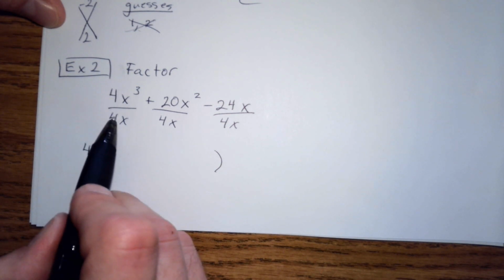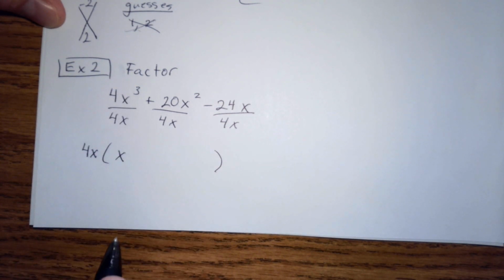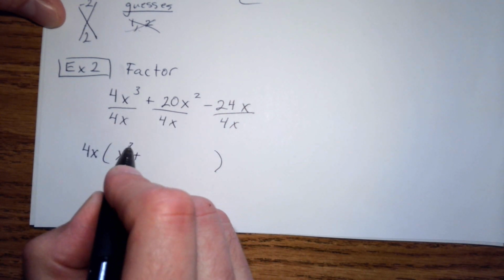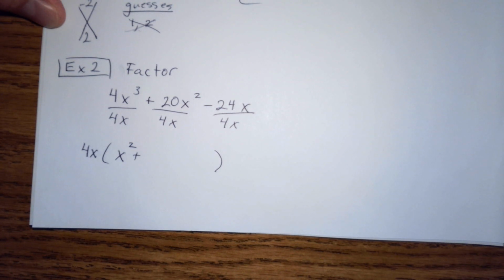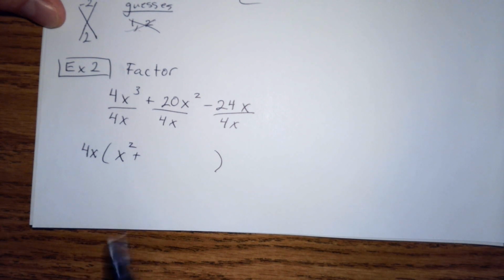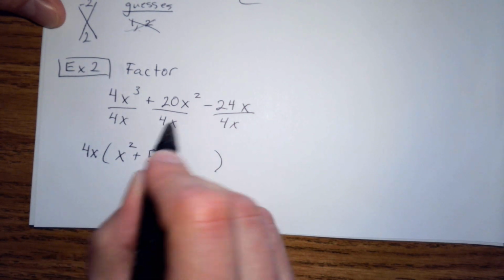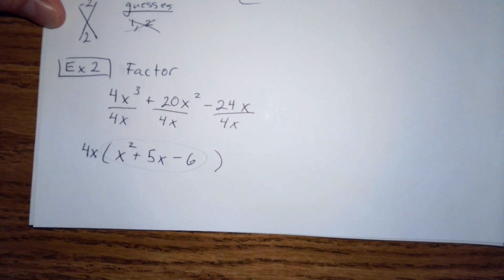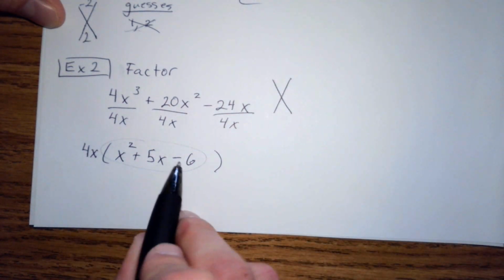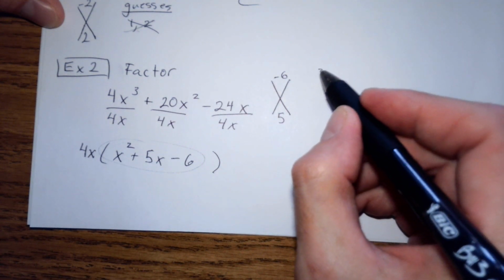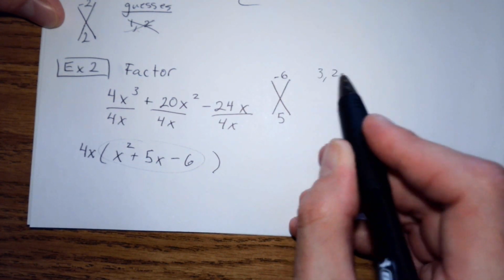And we're left with 1x, or just x. Sorry, x squared, thank you. Right? X to the third divided by x is x squared. And then plus 5x minus 6, and the x's go away. And then now we can do the x method on this. Negative 6 and 5. I think we did this one yesterday. I could do 3 and 2. They add together.